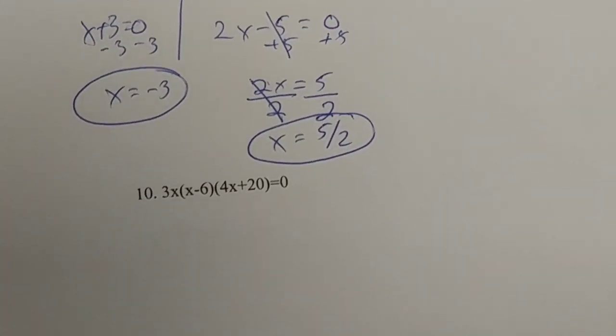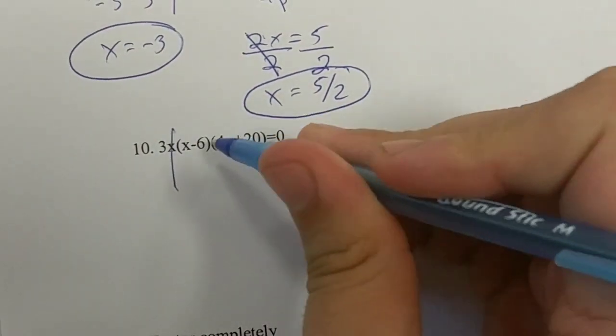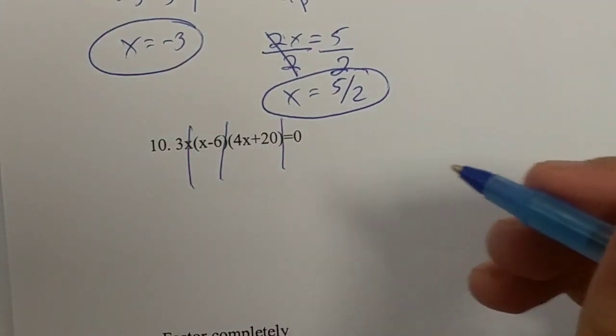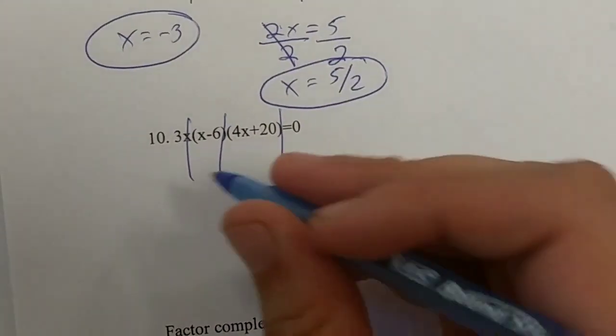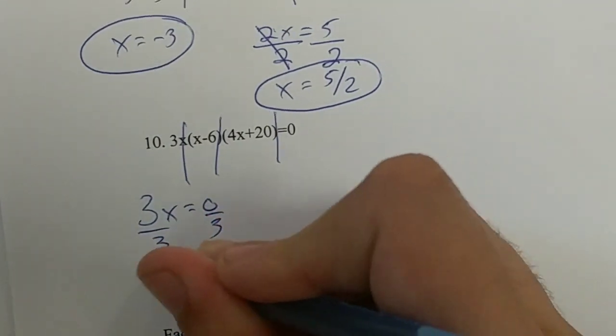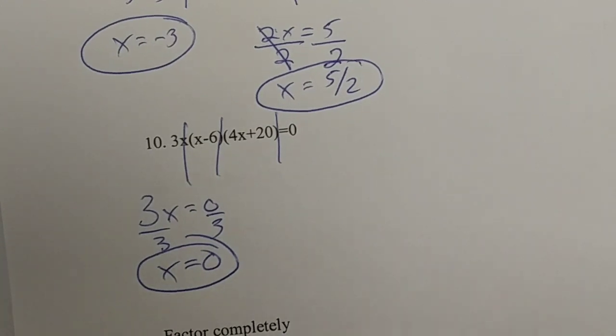Let's go to the next one. We have three things: 3x, x minus 6, and 4x plus 20. So let's do one at a time. 3x equals 0. Divided by 3, divided by 3. X still equals 0. So that's 1.